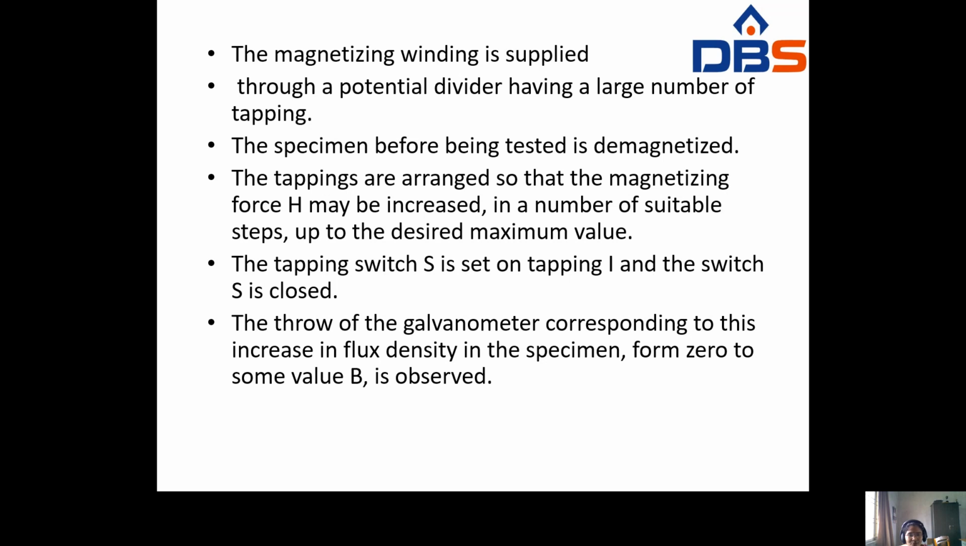Here the tappings are arranged so that the magnetizing force H may be increased in a number of suitable steps up to the desired maximum value. The tapping switch S is set on 1 and the switch S is closed. At that time the throw of the galvanometer corresponds to the increase in flux density in the specimen from 0 to some value B, and that value will be observed.